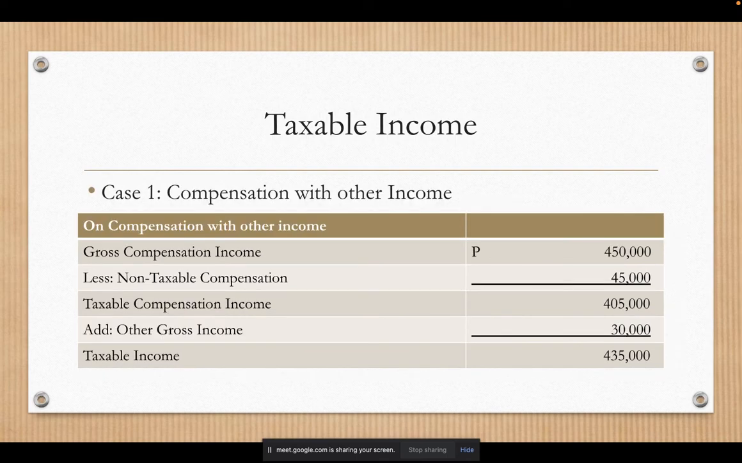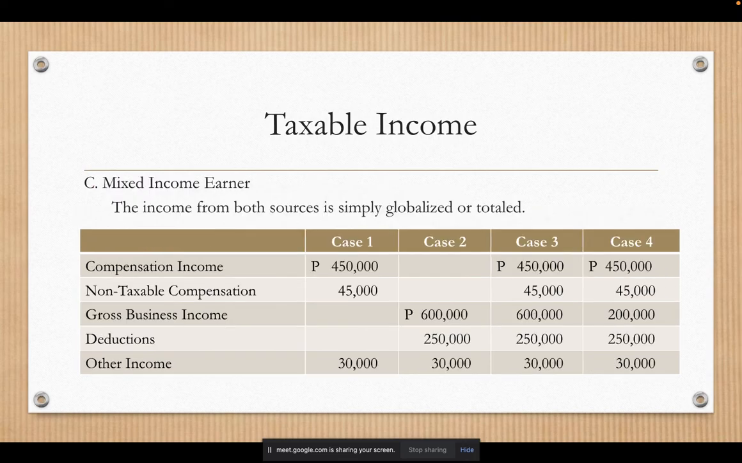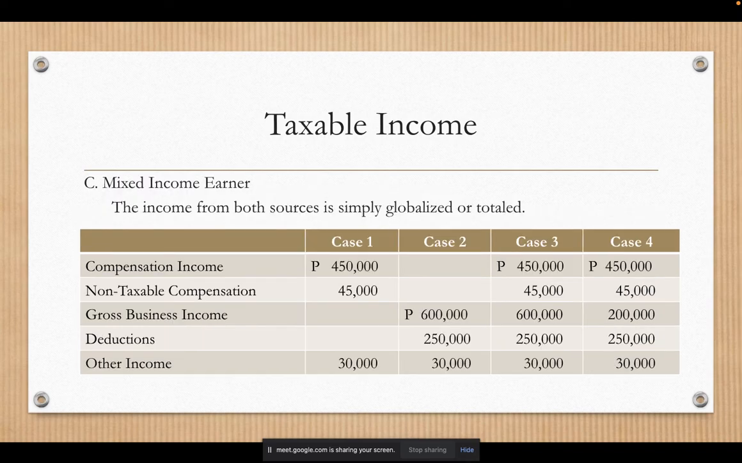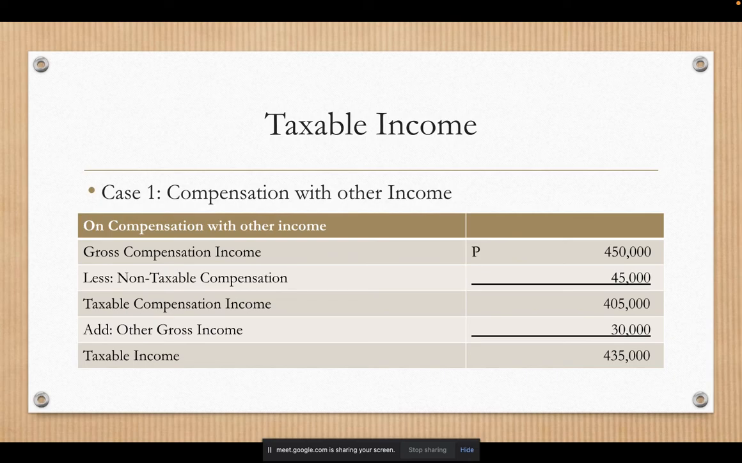Okay. So, in the computation of case number 1, balikan natin. Ito yung scenario niya. 450 yung compensation income. Non-taxable compensation is 45,000 and other income is 30,000. How would it look like? Ganito. Gross compensation income less non-taxable compensation. Therefore, your taxable compensation income is only this, 405,000. 450 minus 45 is 405,000. Add other gross income. Makikita mo dito sa scenario, there's a 30,000 other income. So add mo lang yan. Your taxable income is 435,000.